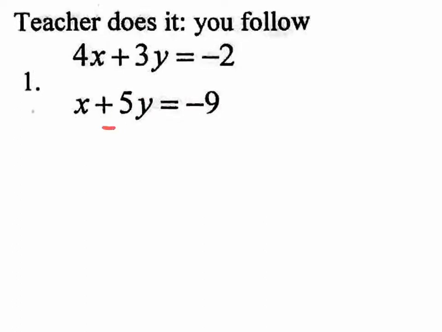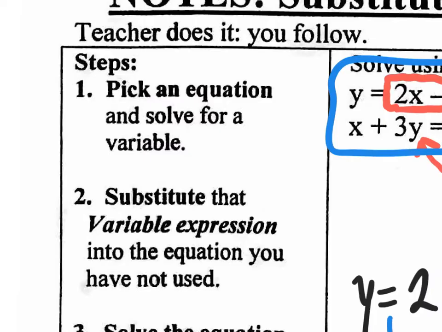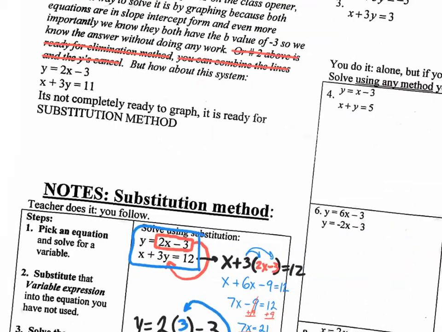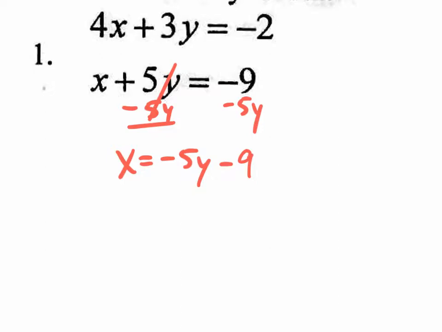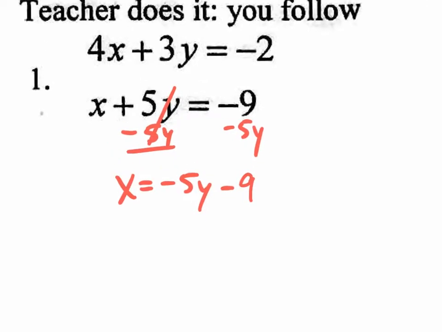So there's always decisions to be made. I'm going to be subtracting 5y here, subtracting 5y here. And now I have x equals negative 5y minus 9. Ladies and gentlemen, I have done step 1. Step 1 says pick an equation and solve for a variable. I did that. I picked the bottom equation and I solved for x. That's step 1. Step 2 reads, plug in that variable expression into the equation you have not used.